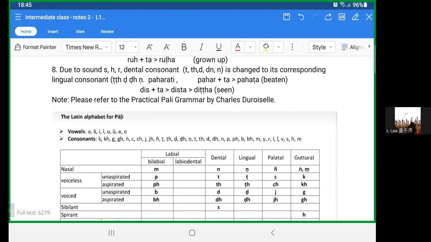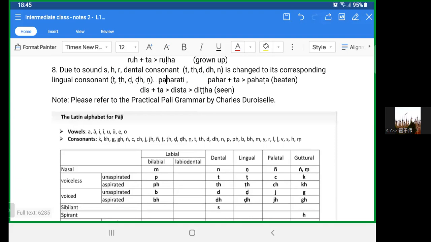Right? So this is called the lingual consonant. This means that sometimes due to the influence of this SHR, the T will change to the T dot. TH will change to TH dot. D will change to D dot. This one we call lingual. Then the DH will change to DH dot, all right? And N change to N dot. So this we call the lingual consonant.